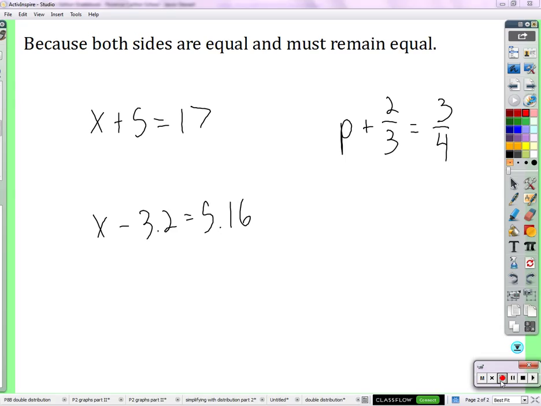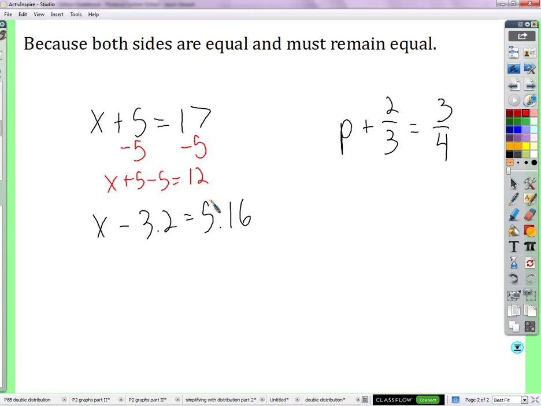All right, so x plus 5 equals 17. How do we solve this equation? How do we figure out what x is? Minus 5. Okay. So I'm going to write it like this. 17 minus 5, 12. So x plus 5 minus 5 equals 12. So we know that X equals 12.